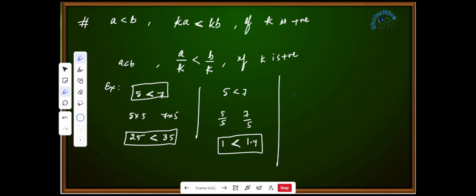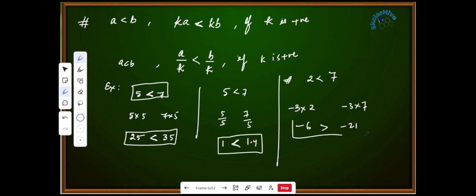What if the sign is negative? If the value of k is negative, whether you are going to multiply or divide, then the sign of the inequality will change. For example, if I'm going to take 2 less than 7, and now I'm going to multiply either side by -3. So -3 into 2 and -3 into 7. -3 into 2 is -6 and this is -21. So among these two, the negative number with the least numerical figure is bigger, right? So here -6 is bigger than -21.